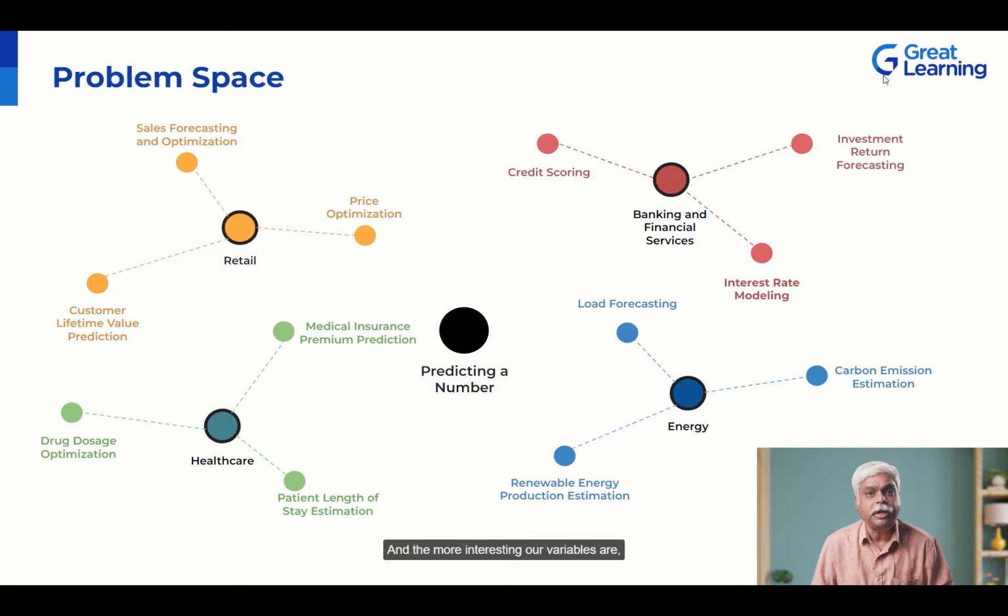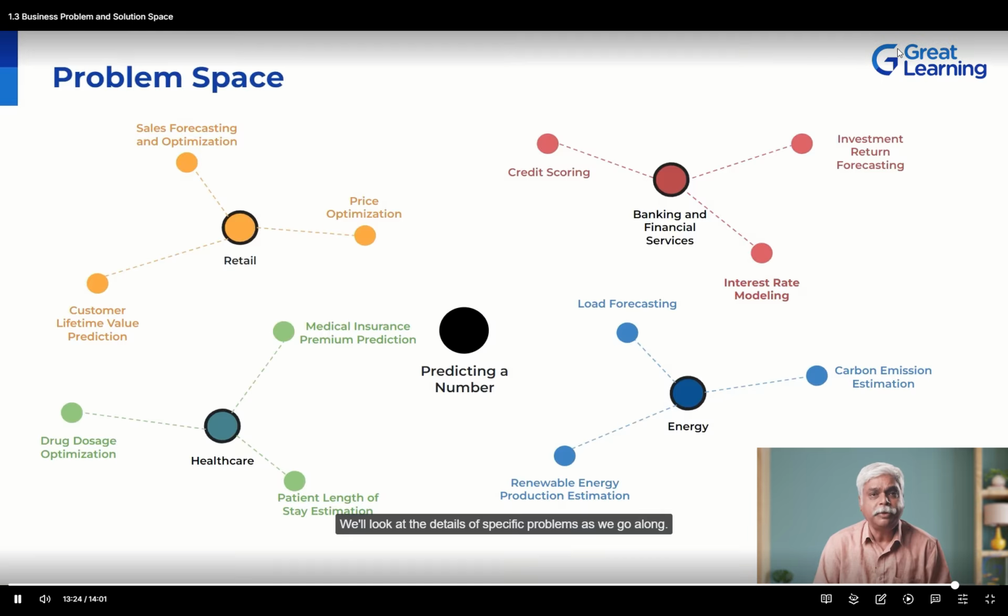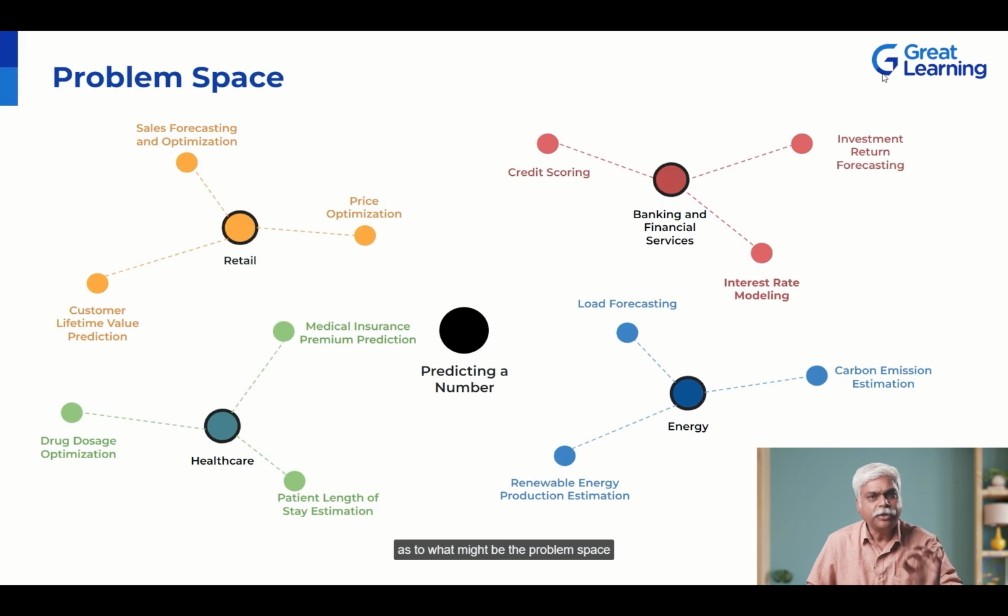And the more interesting our variables are, the more likely we will get business and technology or social value from predicting the right number. This is a big picture view. We'll look at the details of specific problems as we go along, but it's useful to think now as to what might be the problem space you are interested in looking at, or the organizations that you represent. It'll give you a sense of where the techniques we're going to talk about will be the most valuable.